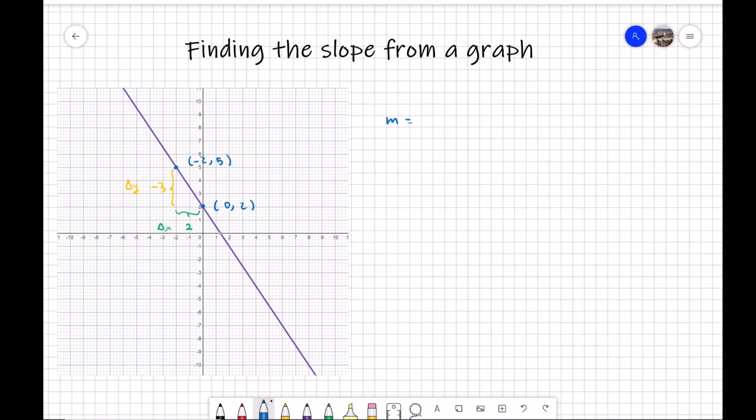So now the slope is the change in y, which is negative 3, divided by the change in x, which is 2. This can't be simplified, so it's going to stay like that. So the slope is negative 3 over 2.